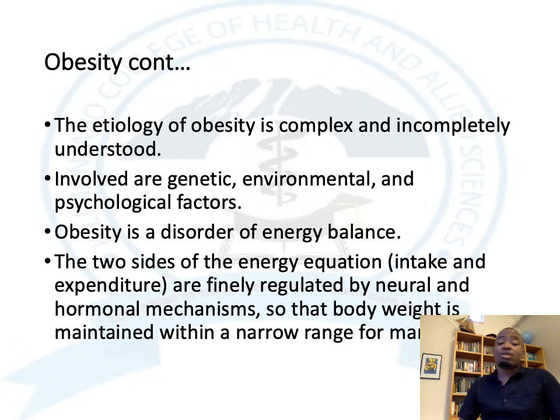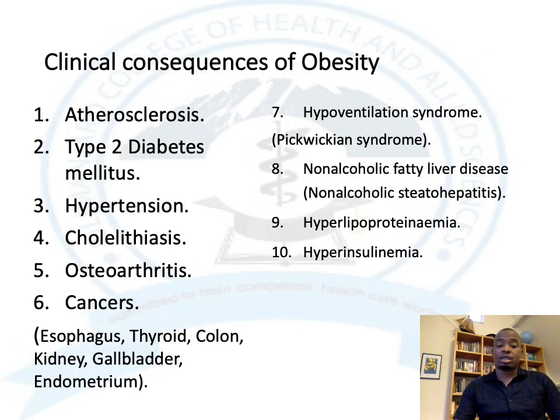The etiology of obesity is complex and incompletely understood, involving genetic, environmental and psychological factors. Obesity is a disorder of energy balance, with two sides of the energy equation, intake and expenditure. Here the intake is higher than expenditure. Therefore you are storing a lot of food inside, whether as carbohydrate or fat, but it is stored in the form of fat, because even excess carbohydrate can be converted into fat, so that the body weight is maintained within normal range.